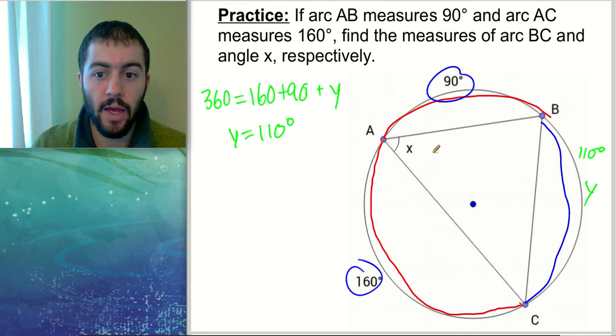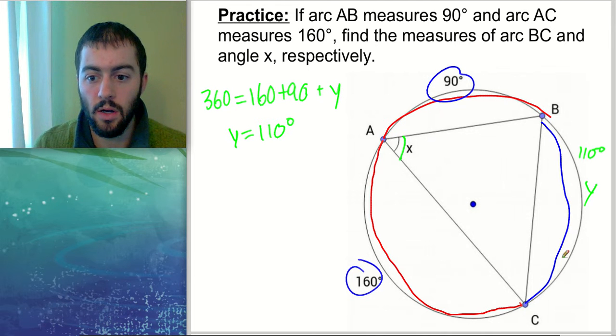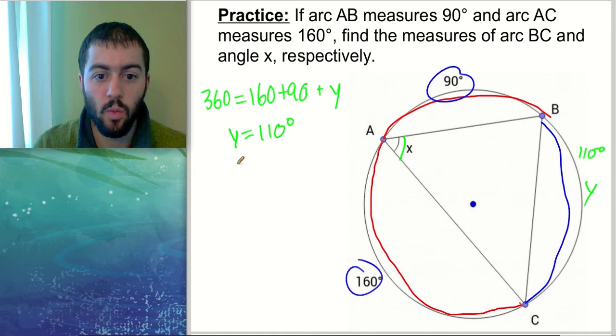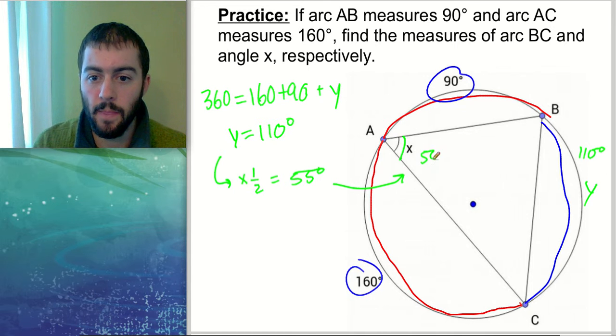And then we could find angle X, because angle X is an inscribed angle that has arc BC as its intercepted arc. So we could take half of this 110 and get 55 degrees for angle A.